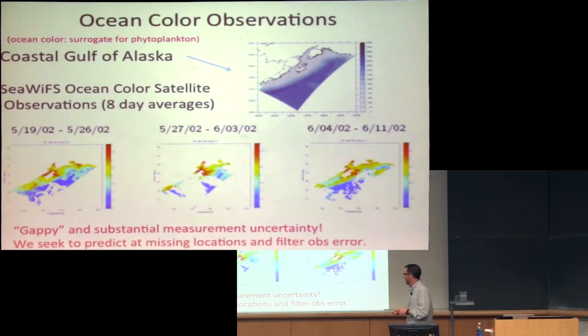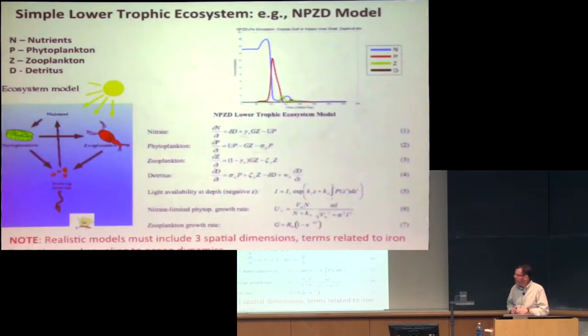Sorry. So the data is gappy, and it also turns out to be the case that there's a lot of uncertainty in these data. Some satellite data, like sea surface temperature, is quite accurate. Other data, like this biological data, is actually very inaccurate, almost 100% inaccurate in certain regions and times. So we want to deal with that.